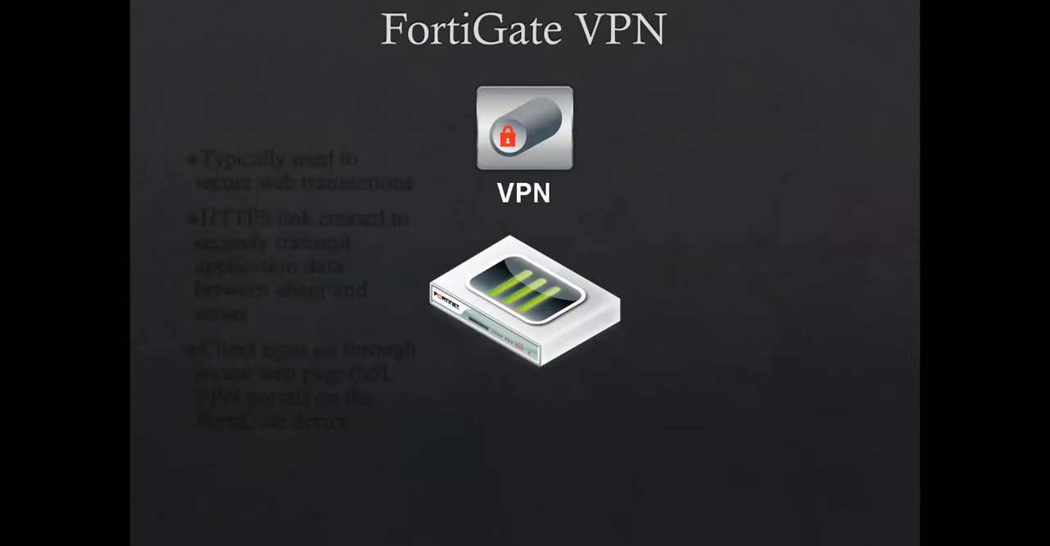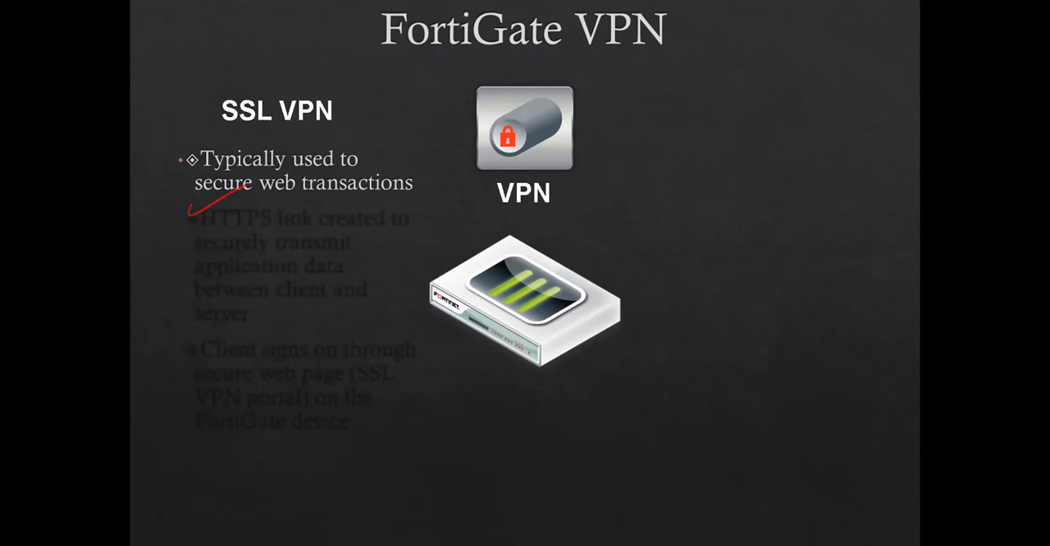Anyways, so Fortigate VPN basically provides you SSL VPN and the IPsec VPN. Okay, so we are going to talk about what exactly those things are. Whenever we are saying SSL VPN, we are targeting only layer 7. It's typically used to secure web transactions. And whenever we are talking about web, we are talking about the web browser, right? So if you are trying to access something from the browser and you still need a VPN technology that can help you safeguard your data, you need something which is called SSL VPN.